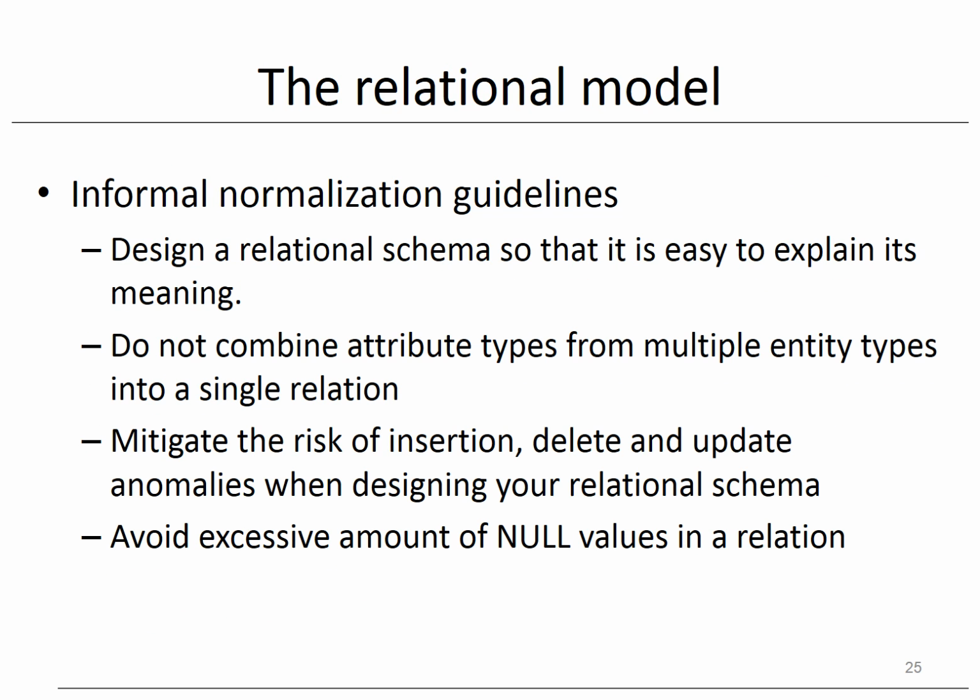Before we start discussing a formal, step-by-step normalization procedure, let's review some informal normalization guidelines. First, it is important to design a relational scheme in such a way that it is easy to explain its meaning. Next, attribute types from multiple entity types should not be combined in a single relation so as to not cloud its interpretation. Also make sure that you mitigate the risk of insertion, deletion, and update anomalies when designing your relational scheme. Finally, avoid an excessive amount of null values in a relation.